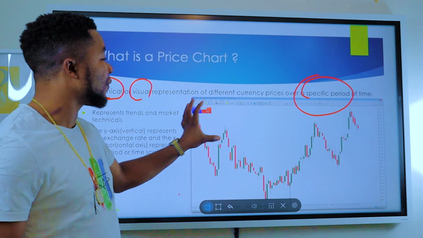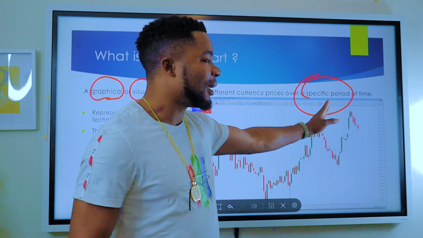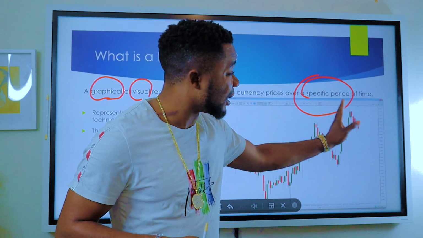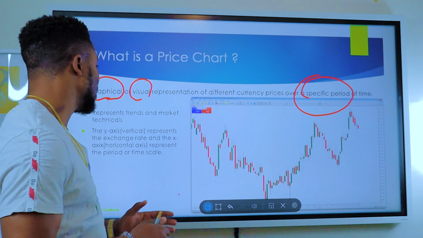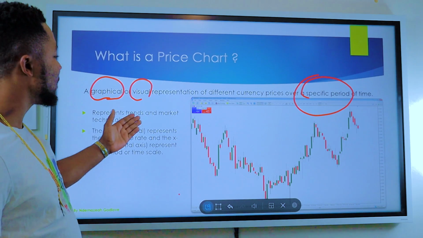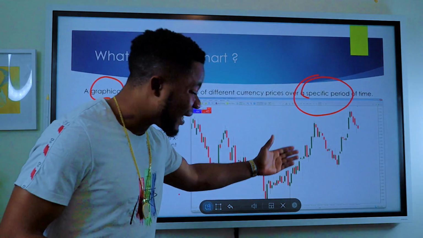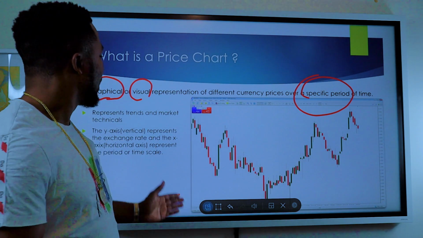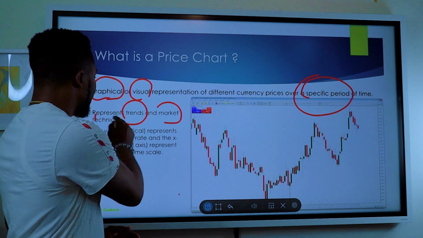If you want to take keywords from this definition, we have graphical, visual representation and specific period. Those are the most important keywords you have to take from this definition. And also on our definition, it represents trends and market technicals, because on any forex market chart or any technical chart you're talking about, it represents trends or market technicals.